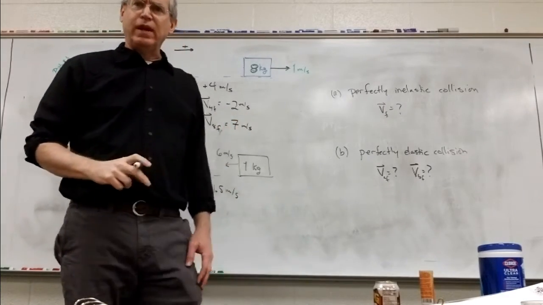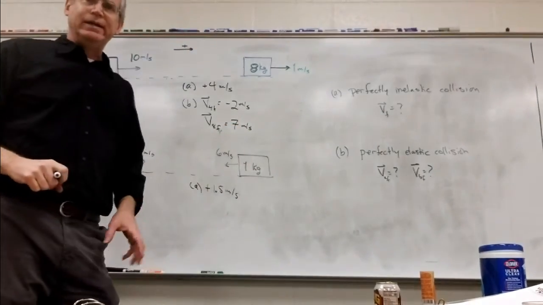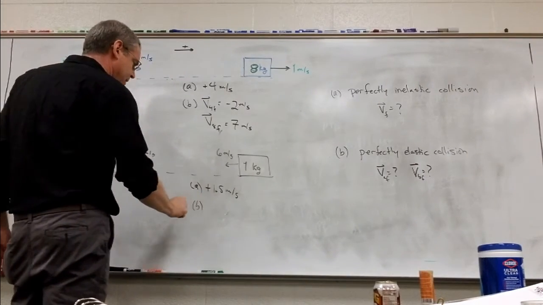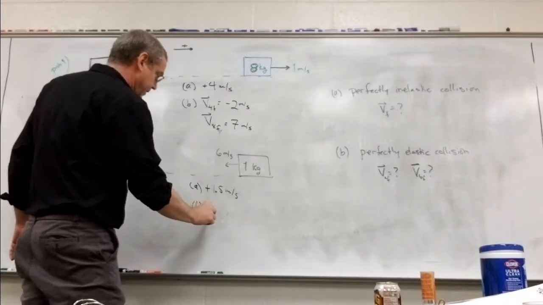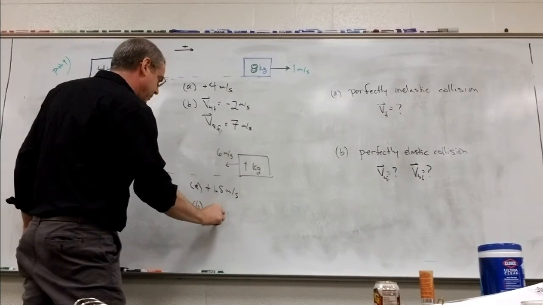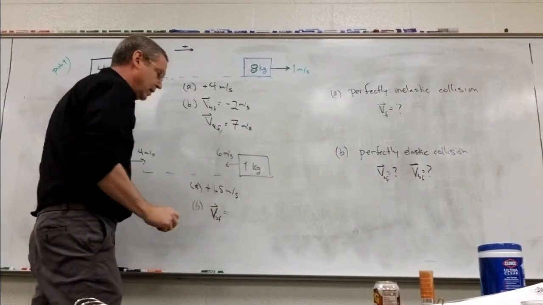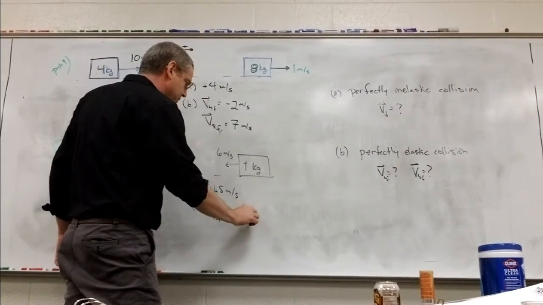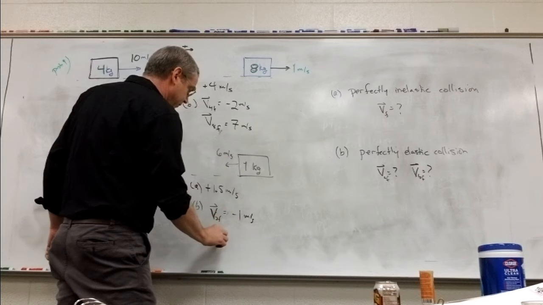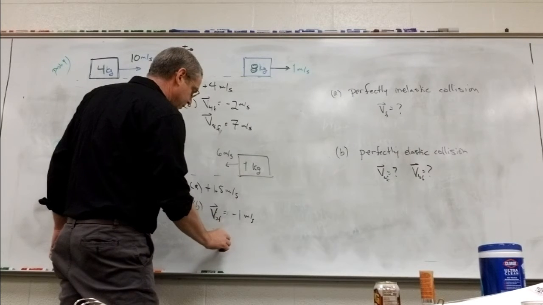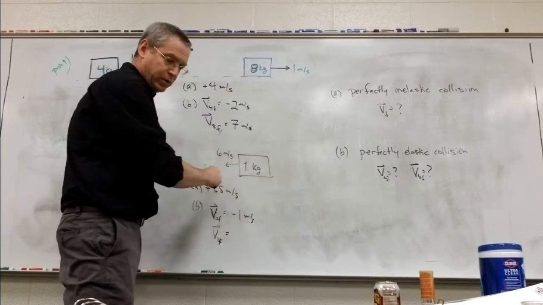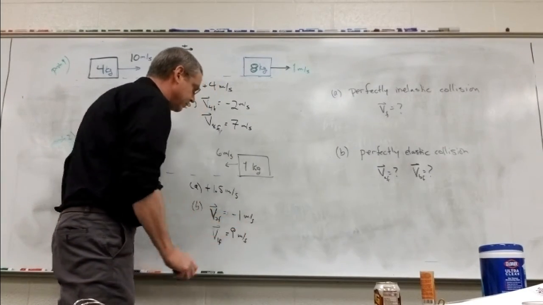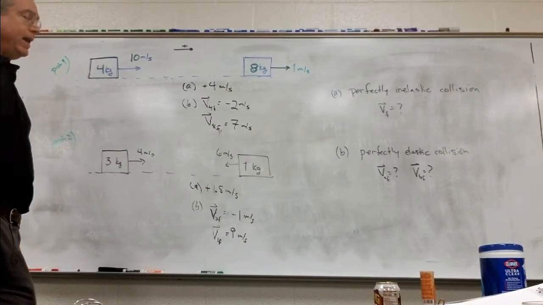Yes, I made the answers so they came out as nice integers here, just to make life a little bit simpler for you. And then down here, B, the final velocity of the 3 kilogram mass is negative 1 meter per second, and the final velocity of the 1 kilogram mass, this one right here, is 9 meters per second. So those are the answers.